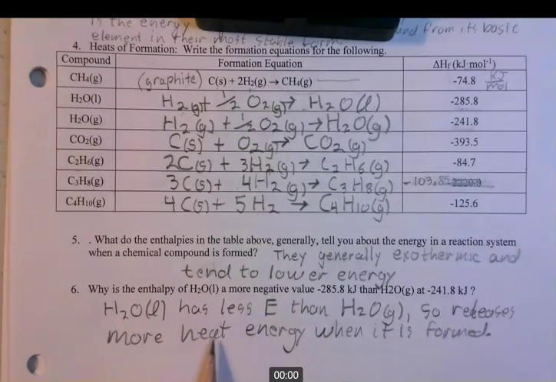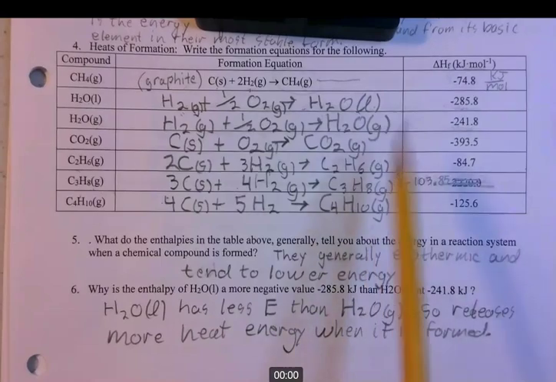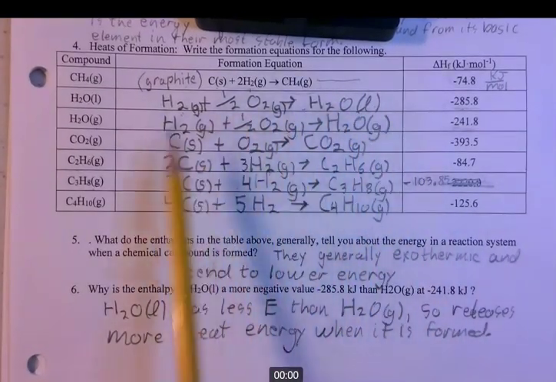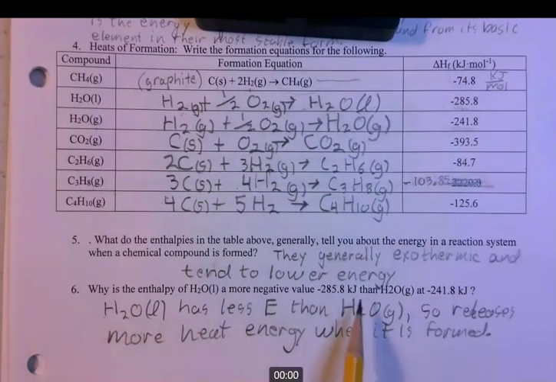What do the enthalpies in the table above generally tell you about the energy in a reaction system when a chemical compound is formed? Generally, things in chemistry tend towards lower energy. So these are all exothermic. They all have negative signs. The heat is going out. That means that the products end up at a lower energy level than the original reactants were at. And generally, things in chemistry want to go to lower energy.